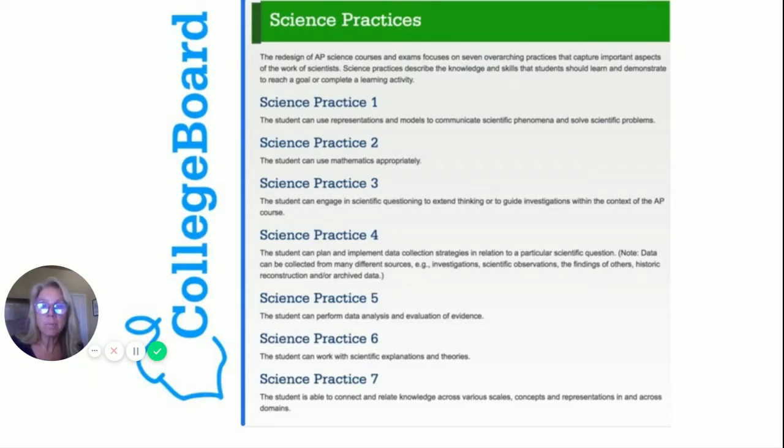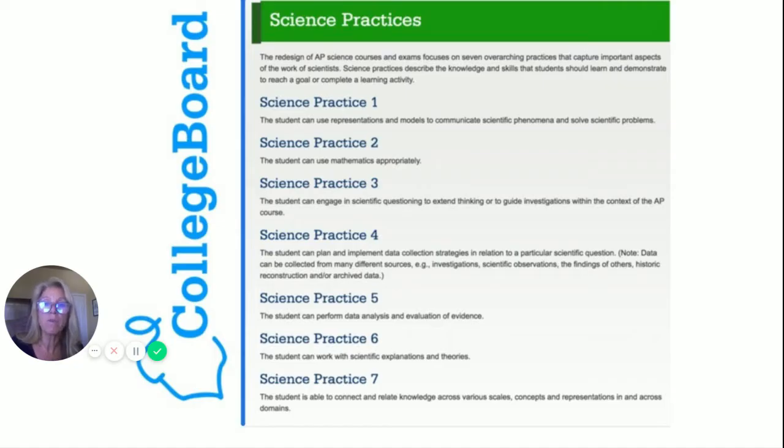The third science practice is that a student can engage in scientific questioning to extend thinking or to guide investigations within the context of the AP Bio course. So you are asking a question that can be answered with data, right? In our lab investigations that we do, does sunlight affect how well a plant grows? That could be a scientific question. And then you would have to gather data in order to answer that question.